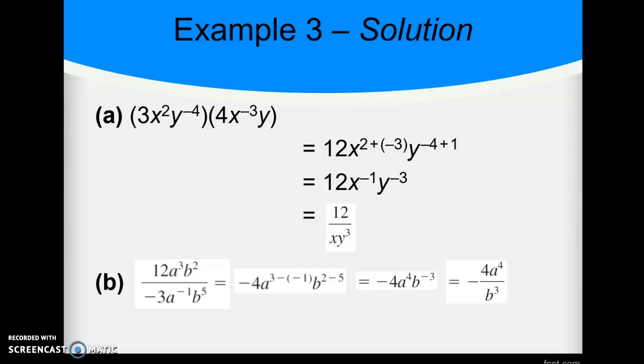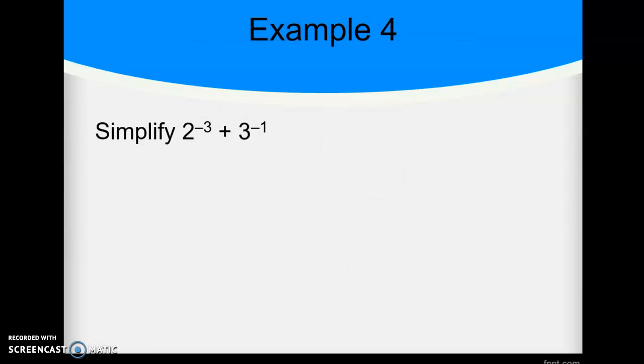I could have left the negative up there on top as well, but generally I'm in the habit of putting the negative out in front. But either is acceptable. We just don't like to leave that negative in the denominator.